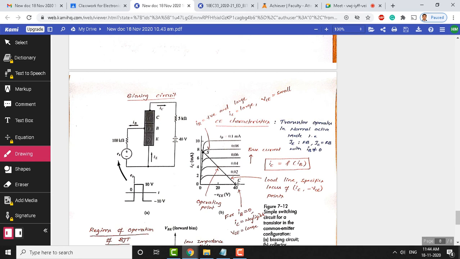So, we will see here what happens to the collector current when the base current is 0. Collector current naturally becomes 0 when base current is 0, right. You are exactly at the x axis. On the other end, if base current is large, you can see that the collector current increases proportionately. So, collector current is very large.